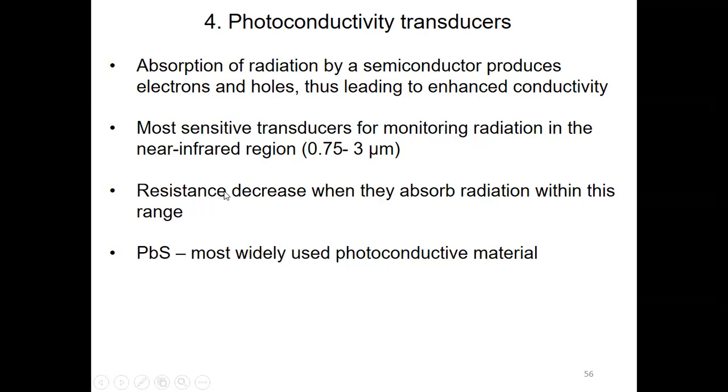And resistance decreases when they absorb radiation within this range. When they absorb radiation within the near IR range, the resistance decreases. Resistance decrease means the conductivity is increasing. Same thing, when it absorbs radiation in this near IR range, the resistance decreases, which means the conductivity is increasing. That's why we mostly use these transducers in the near IR range.